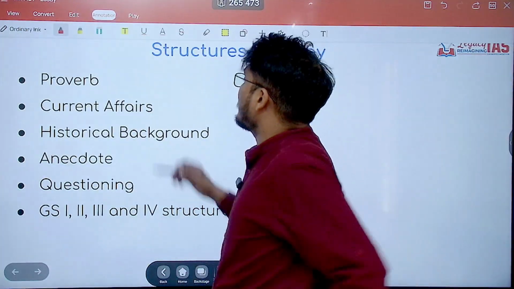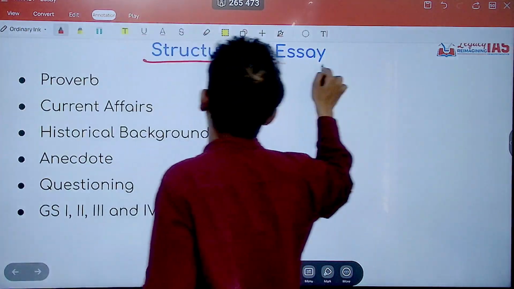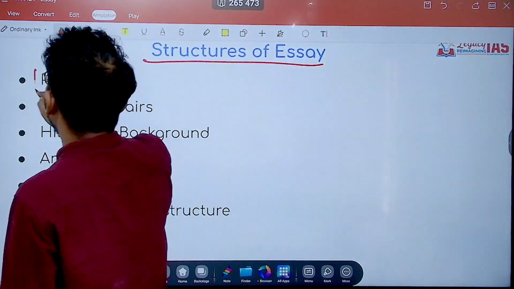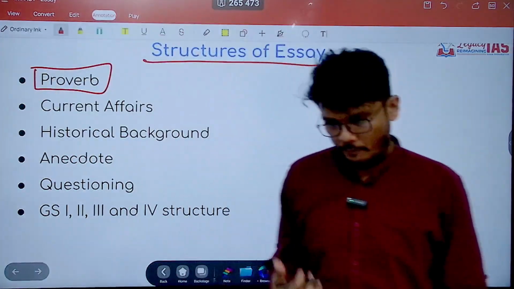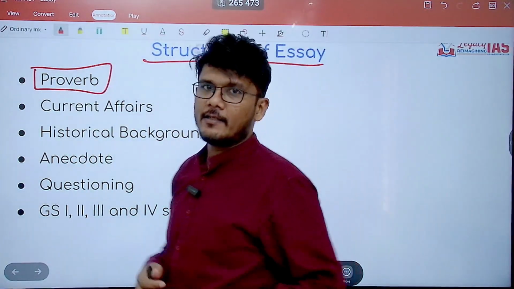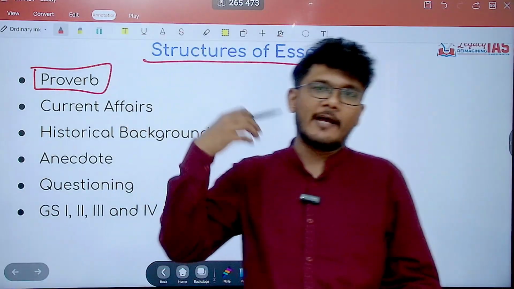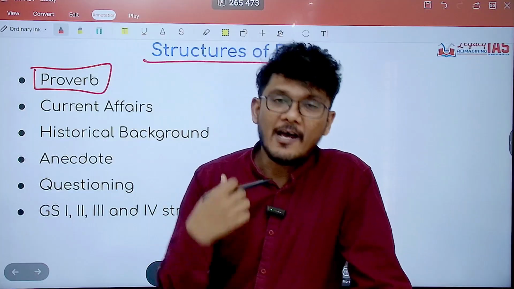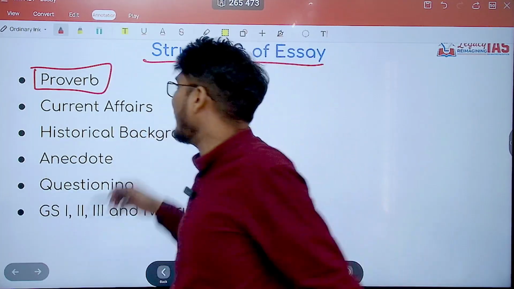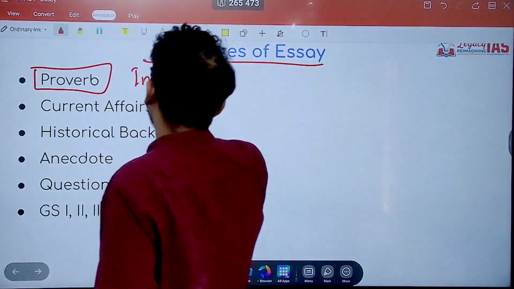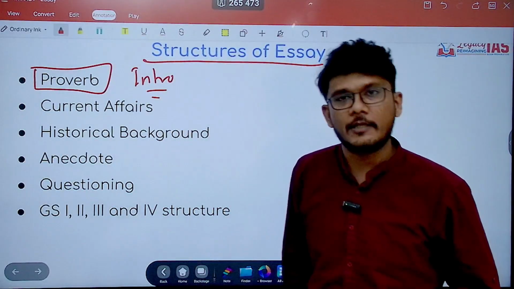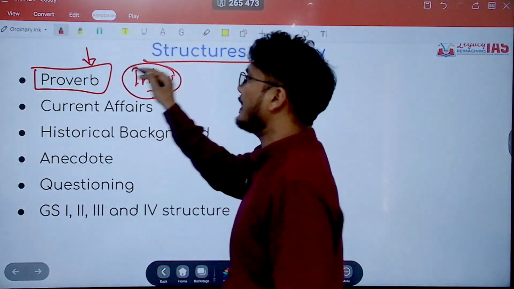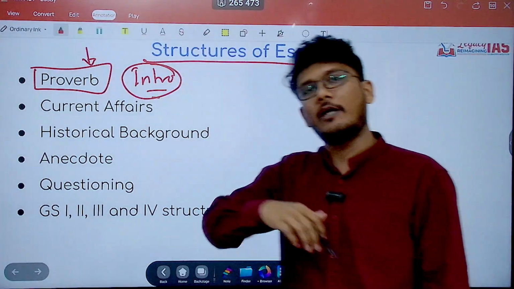So these are the various ways in which you can structure or begin your essay, which will then decide how the structure goes ahead. The very first way is to start with a proverb. As I have told you already, for the 19 themes that are there for essays, you should have positive, negative proverbs, stories, etc. written over there. So when you have those proverbs ready with you, you can utilize that and introduce your essay with the help of this particular proverb.